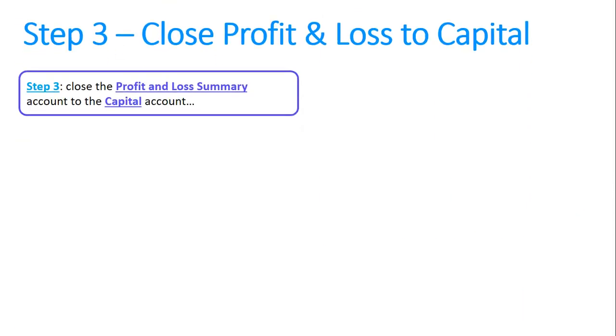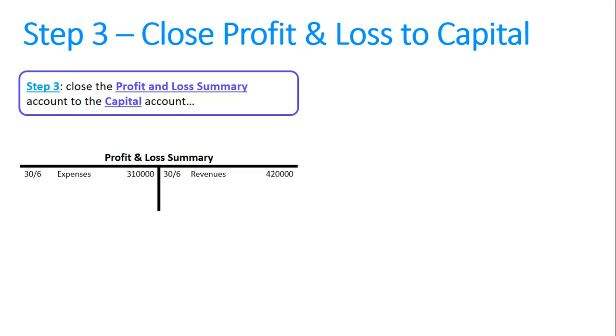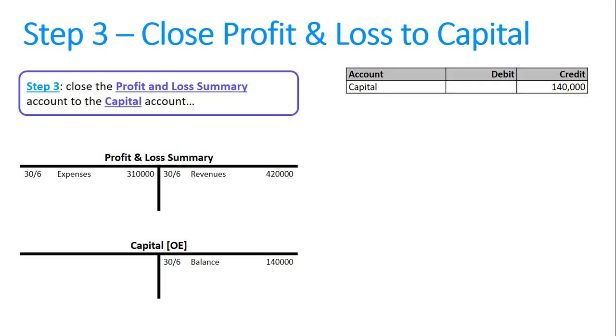Step 3 says close the profit and loss summary account to the capital account. That's a fancy way of saying what we're going to do is figure out how much our profit is and transfer that to capital. Looking at this example, so far we've got a profit and loss summary account with a credit entry for all the revenues of $420,000 and a debit entry for all the expenses of $310,000. We've also got from the original trial balance, capital has a credit balance of $140,000. So that's how much our capital account is at this point.